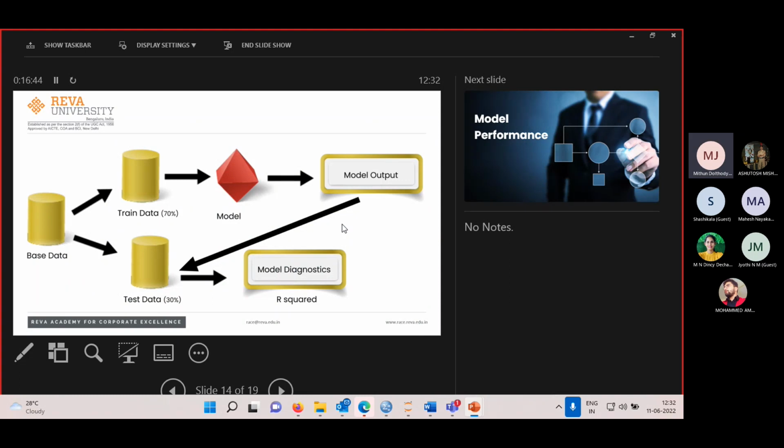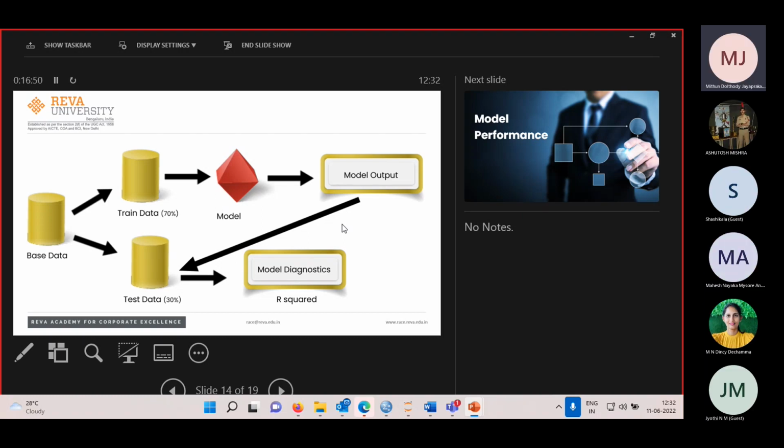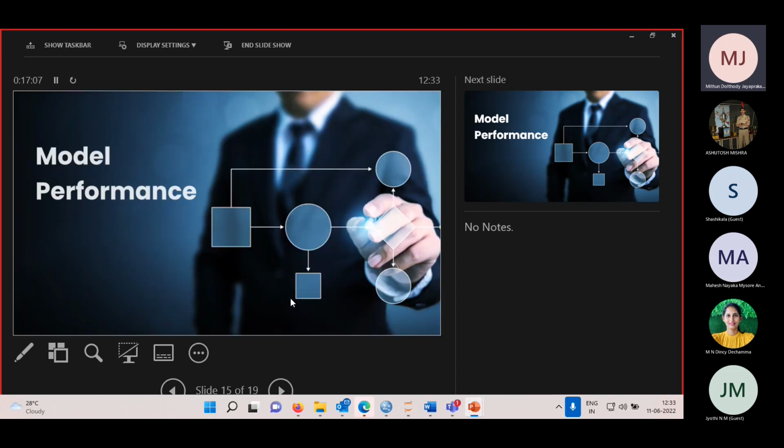Straight from linear regression, split the data, push it into a model, get the model output, score it on the test data, then you'll get model R square. I've made a mistake here. It can't be R square. R square is not a model diagnostic metric. This is not the right metric. My apologies, it is not R square. We have to look at other metrics here. So don't think of R square in the case of a logistic regression model.